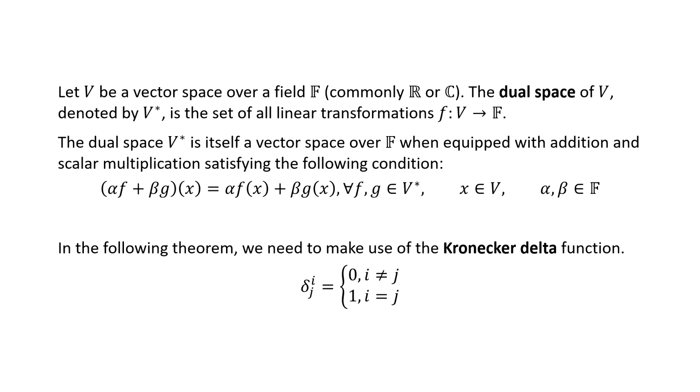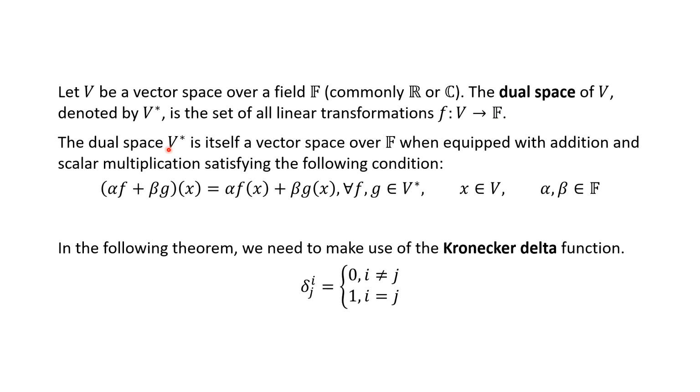Changing the topic a little bit, I want to talk about dual spaces for the rest of this lesson. So let's first define what it is. Let V be a vector space over a field F. And as you know, we've been normally talking about the real numbers, sometimes the complex numbers. The dual space of V, denoted V star, and there are different notations, but I'll use V star, is the set of all linear transformations from V to the field over which the vector space is defined.